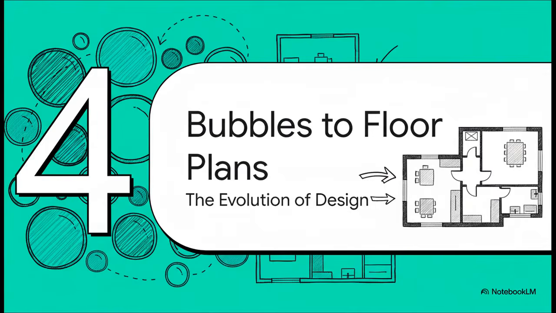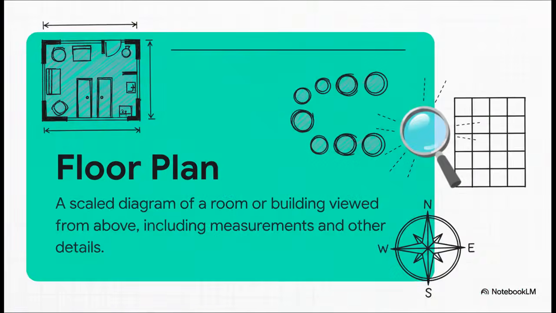So you've done it. You've made this awesome, creative bubble diagram that really captures the flow and the feel of the space. But now, we have to translate all that creative energy into a technical document that a builder can actually use. So let's look at how these bubbles evolve into a floor plan. Now, a floor plan is what most of us think of when we hear architectural drawing. It's that top-down bird's-eye view drawn perfectly to scale with all the precise measurements and details. It's the final evolution of your bubble diagram, turning that initial concept into a set of exact instructions.